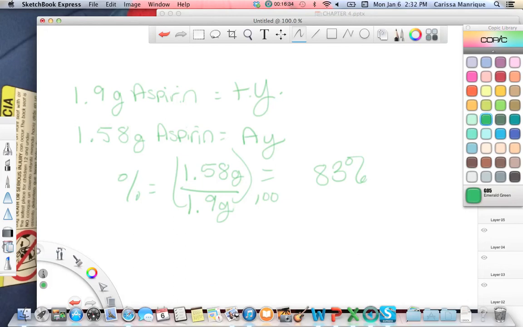Anyway, so I hope this helps. So you have your theoretical yield, which is the max amount that you can make if everything was perfect. Your actual yield is what you actually make when you do the reaction. Your percent yield is when you divide the two, your actual over theoretical, multiplied by 100, it gives you a percent. So it tells you how accurate you were when you did the reaction.